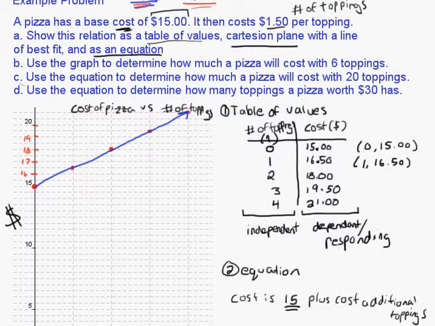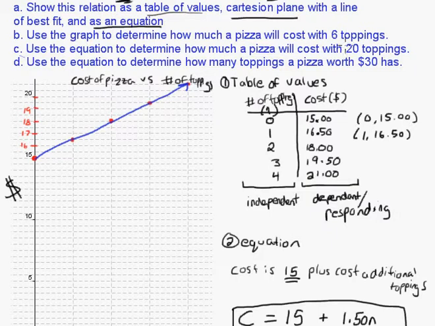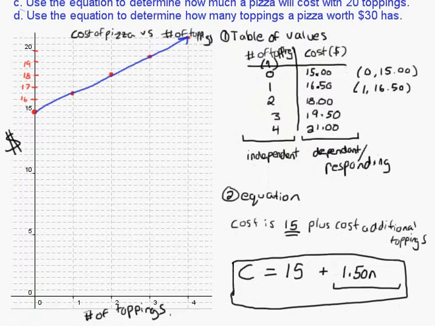Part B says use the graph to determine how much pizza will cost for 6 toppings. So we use the graph here. I actually didn't put enough of my graph here, but what you would do is find 6 along the x-axis, so 4, 5, and then 6 would be somewhere over here where I didn't put that on the graph. You go all the way up to your graph, find the line, and then go over and find it on the y-axis. Each of these points corresponds to a cost, so you'd find the point with 6 toppings, go all the way up, and then answer whatever the y-axis said.